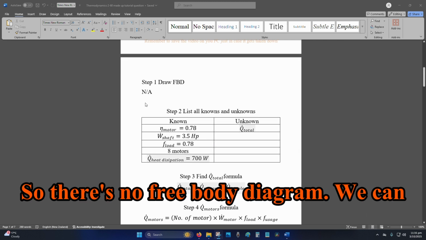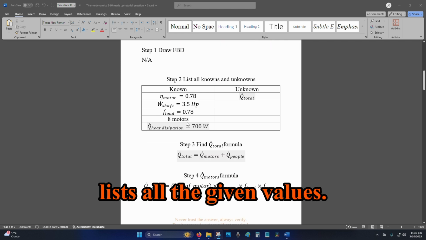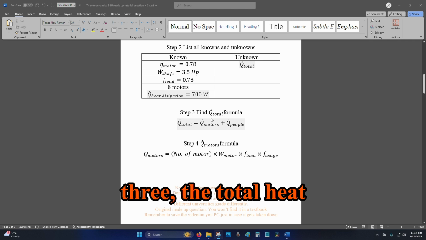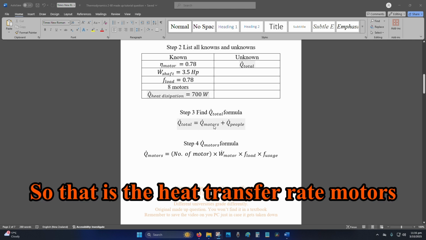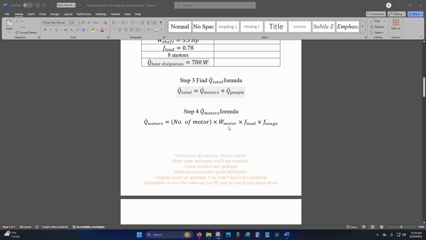So there's no free body diagram. We can skip step 1. Step 2, list all the given values. Find the total heat transfer rate. Step 3, the total heat transfer rate formula. So that is the heat transfer rate of the motors plus the heat transfer rate of the people.